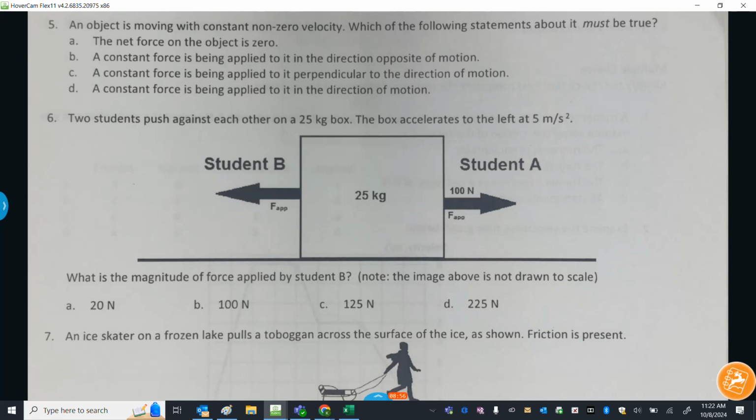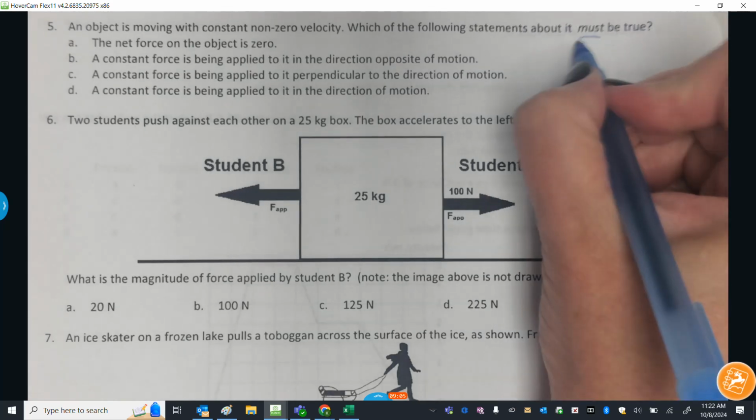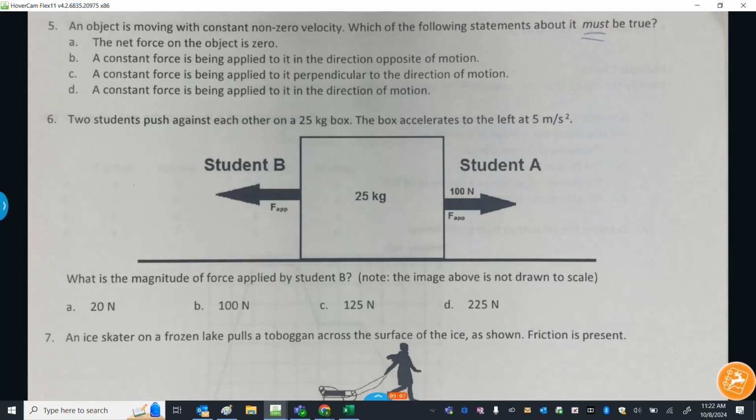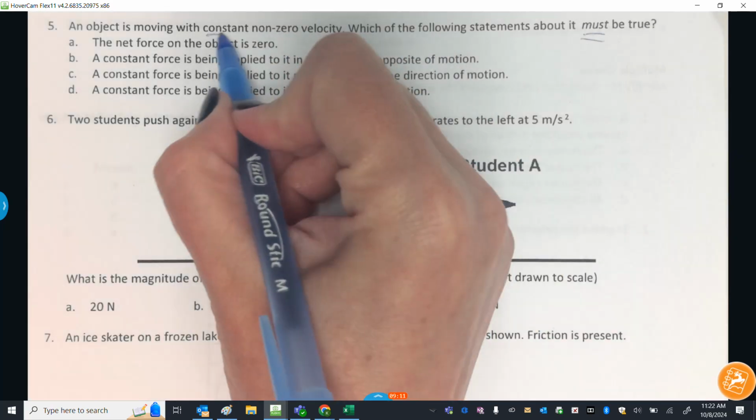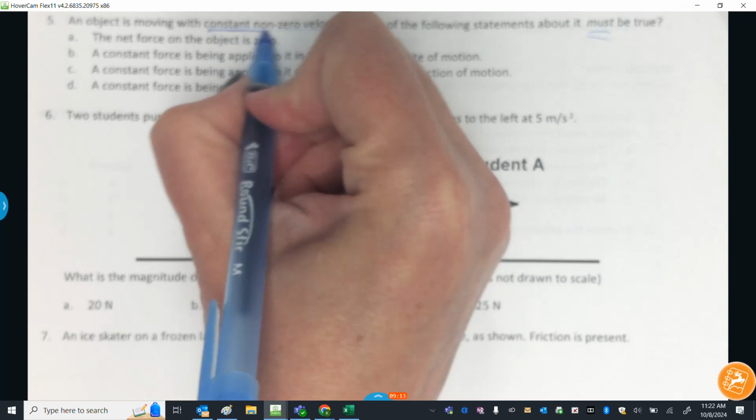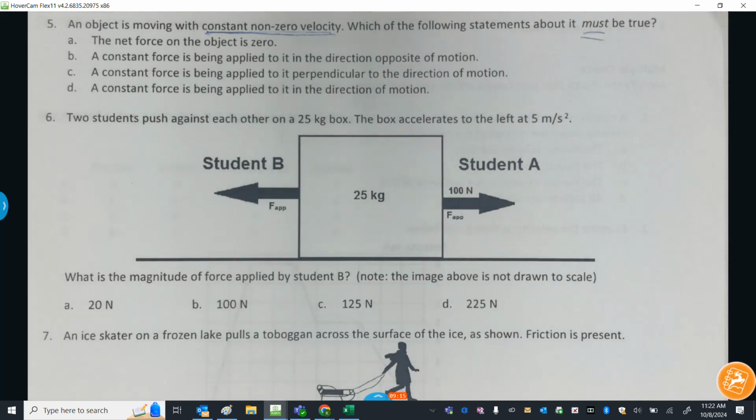It says an object is moving with constant non-zero velocity. Which of the following statements about it must be true? And it's even italicized, so you know it means it's important. Which ones have to be true? So basically, if an object has constant non-zero velocity, that is a wordy way of saying it's moving at a constant rate. It's constant but not zero. So it's moving. Zero would be stationary. So it's moving at a constant speed or constant velocity.